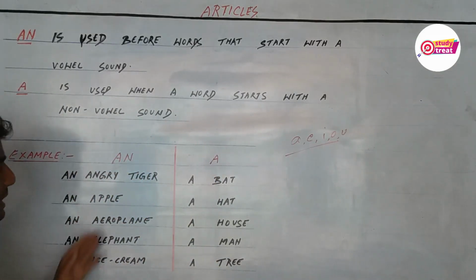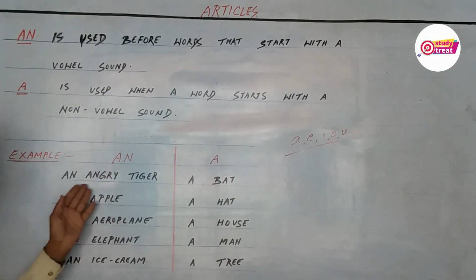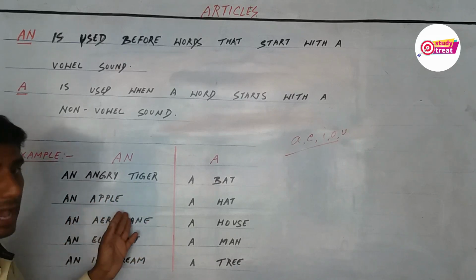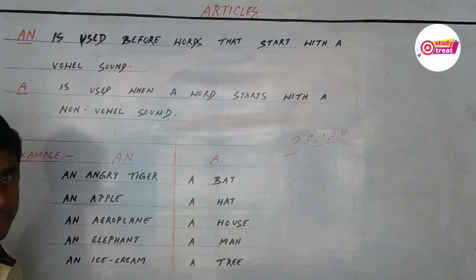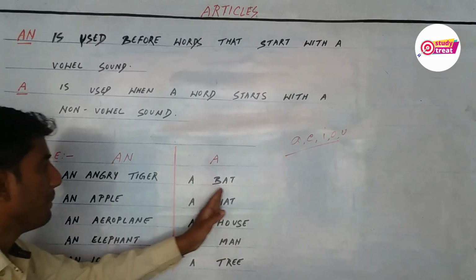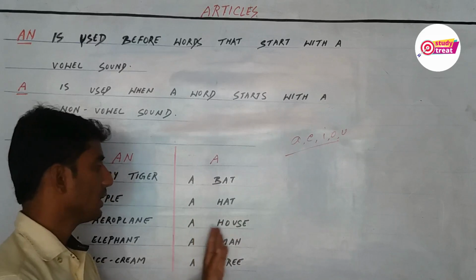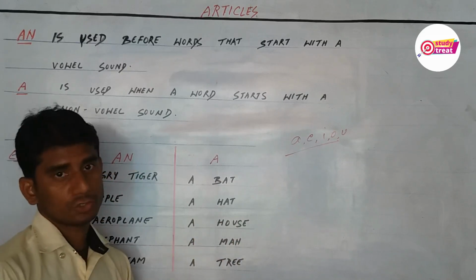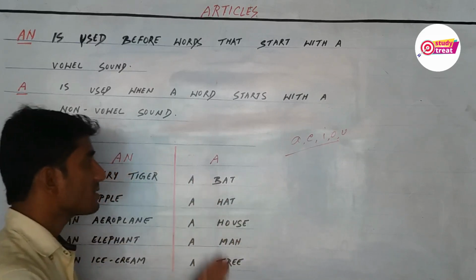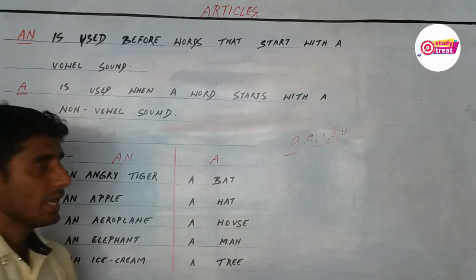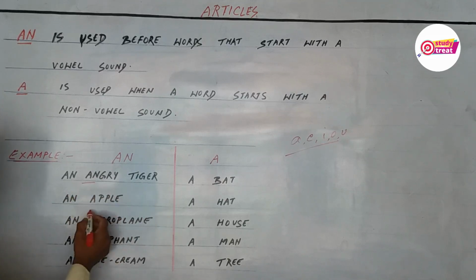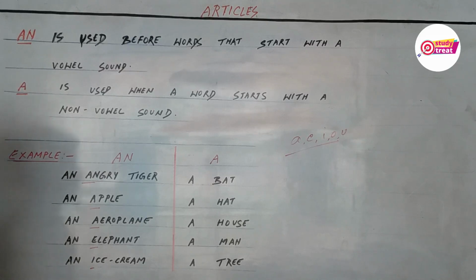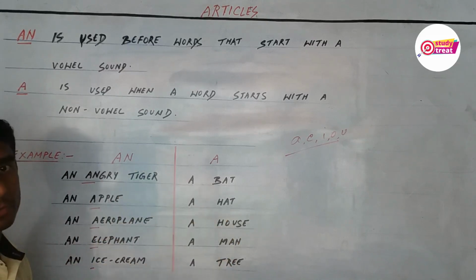See, examples have been given here. For example, an angry tiger, an apple, an aeroplane, an elephant, an ice cream. And here, a bat, a hat, a house, a man, and a tree. These have a consonant sound. And here, you will find angry tiger, apple, aeroplane, elephant, and ice cream have a vowel sound.